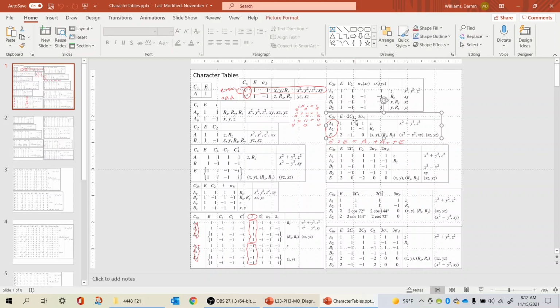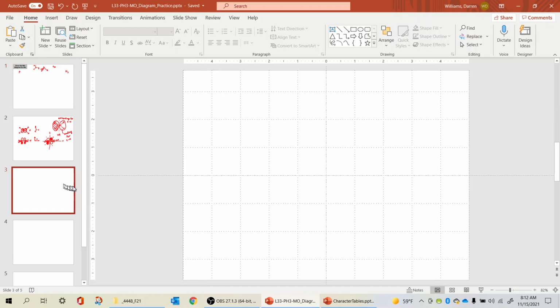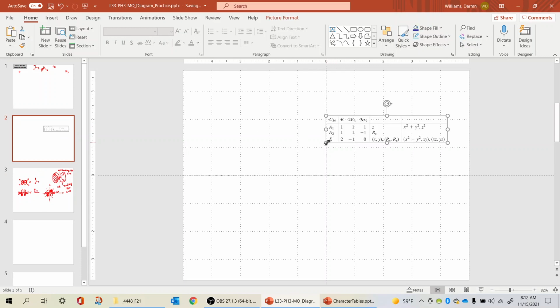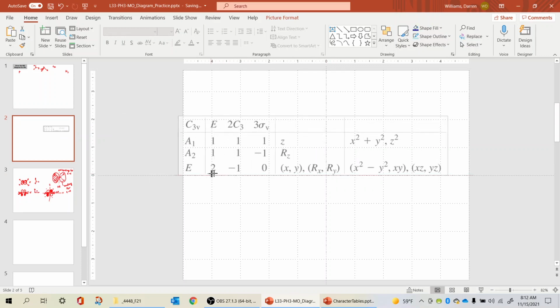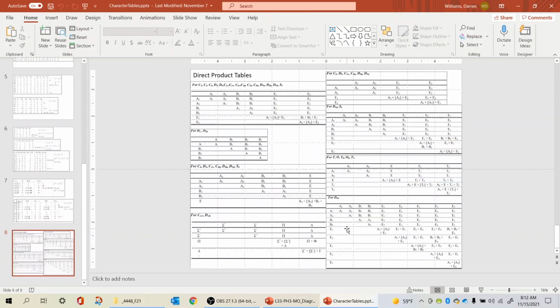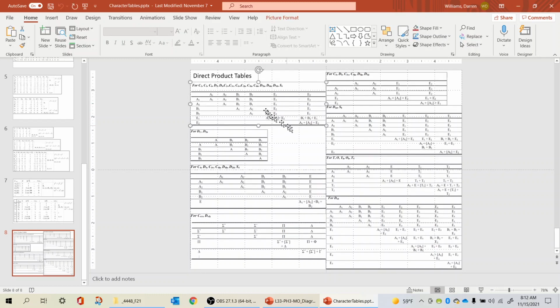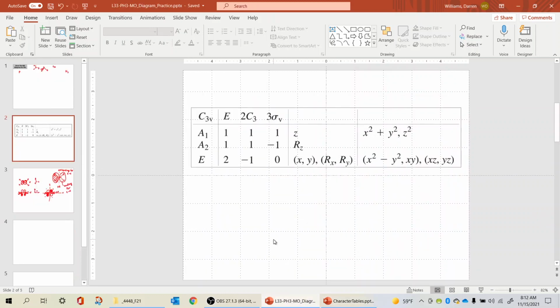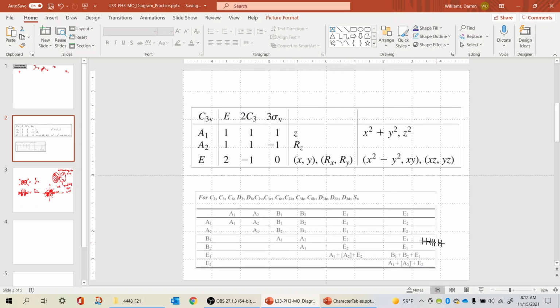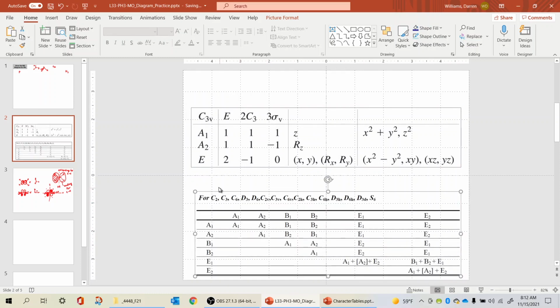All right, so here's our C3V character table. Copy that, we'll paste it here. So we can go back and forth to refer to that. Let's go get the direct product table while we're there. Down at the bottom of your little handout packet. Okay, so notice this direct product table has a whole lot of point groups associated with it. C3V is one of them.